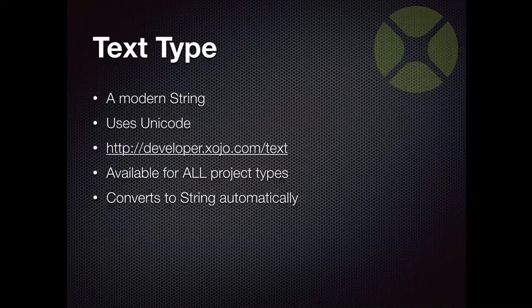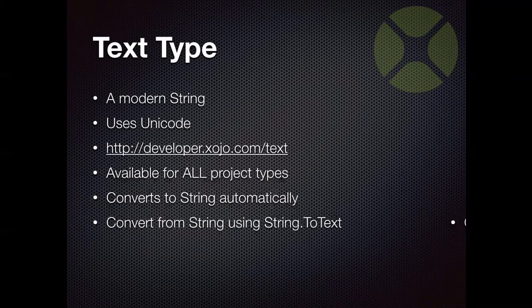Anything that is a text will automatically convert to a string for you. This is very handy when you are still using older framework classes, particularly things like UI controls for desktop and web that are still going to be using string, of course. If you have something in text, you can just assign it to a string variable, a string property, and it'll just work. You don't have to do anything special. You can also convert a string to a text, but you do have to call the ToText method on string in order to do that.